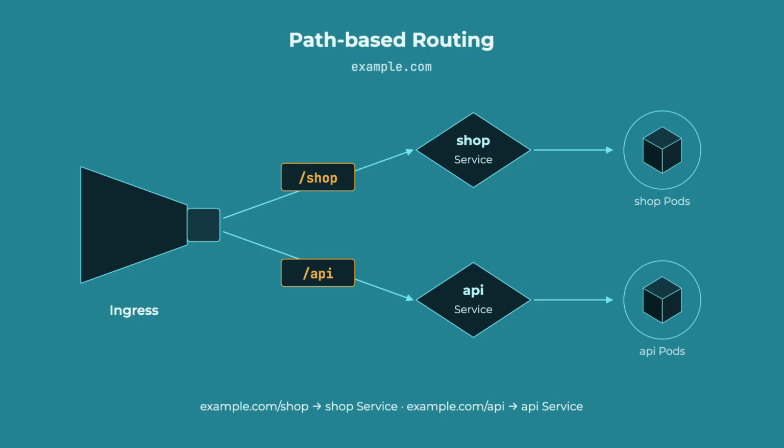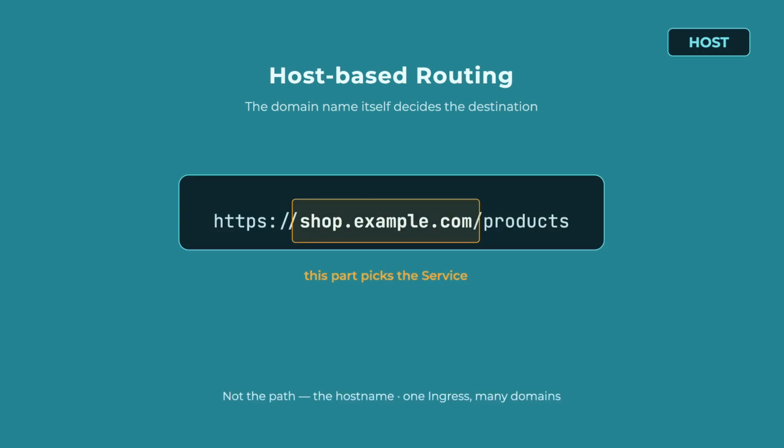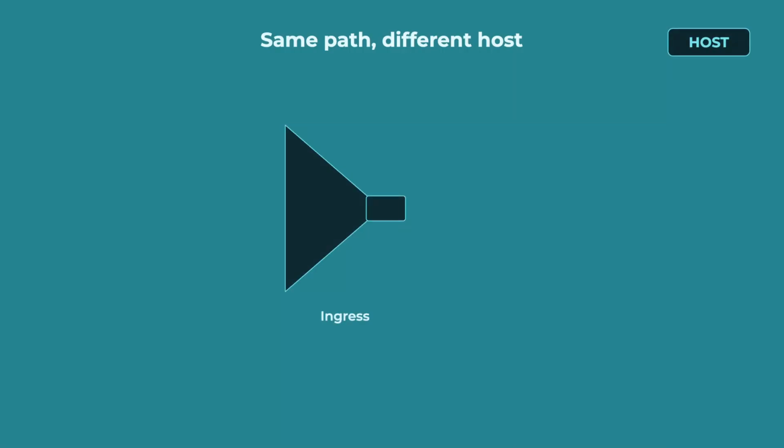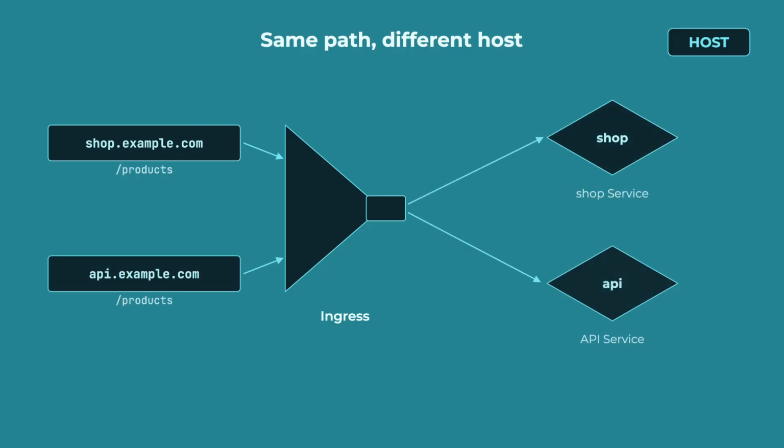Same domain, but the path decides which application or service you want to access. The second type here is host-based routing. Here the domain itself decides the destination. So shop.example.com goes to the shop service and api.example.com goes to the API service. The path can be the same, but the host name is what routes the request.